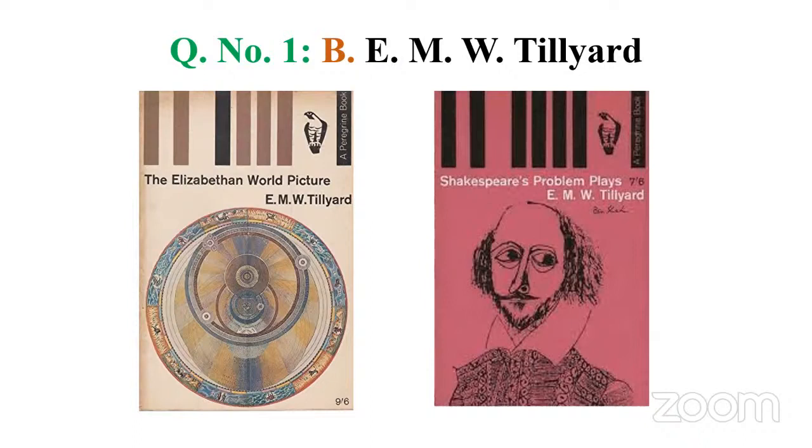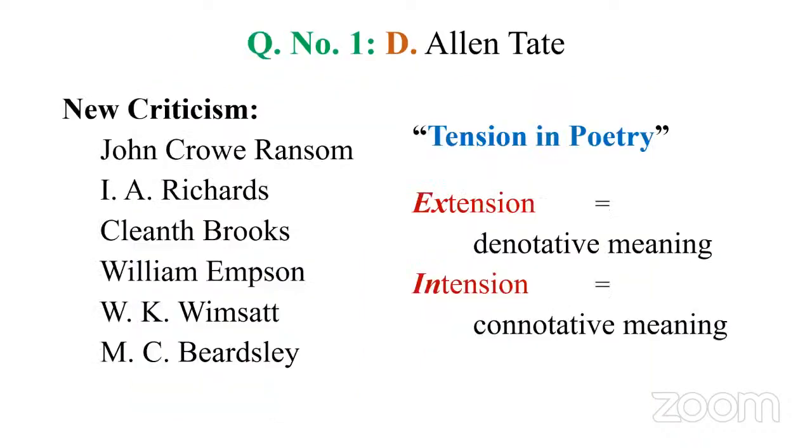So when we say Shakespeare's problem plays, we have 4 works: All Is Well That Ends Well, Measure for Measure, Troilus and Cressida, then finally Hamlet. Okay. Then next option, question number 1, D, Alan Tate. Who was Alan Tate? Alan Tate was a member of the school of criticism called New Criticism.